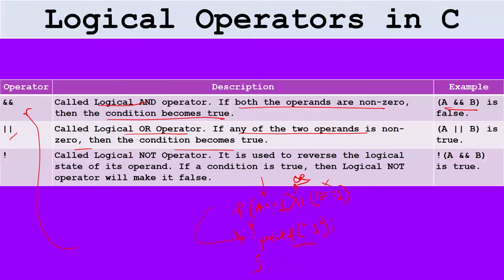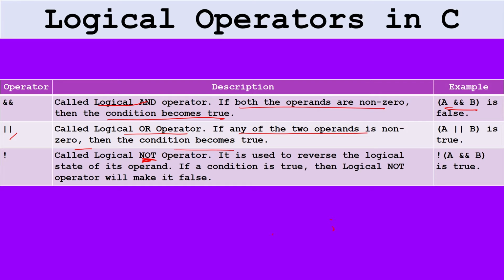Okay, using the OR operator. The last one is the NOT operator. This is called the logical NOT operator. So what will this do? This is used to reverse the logical state of its operand. If a condition is true, then it will return not true, and if a condition is false, then it will return true.